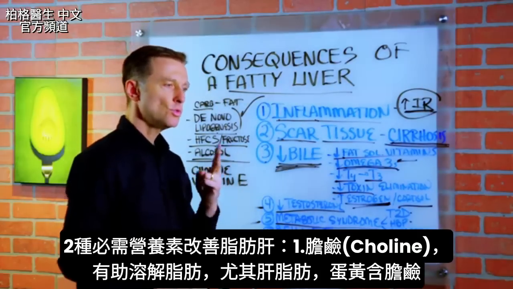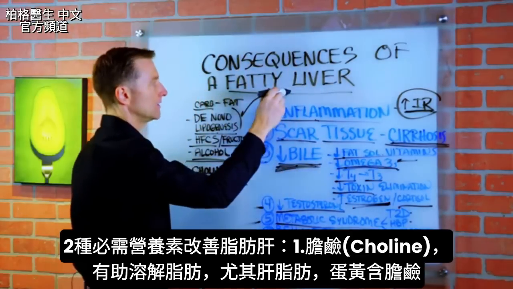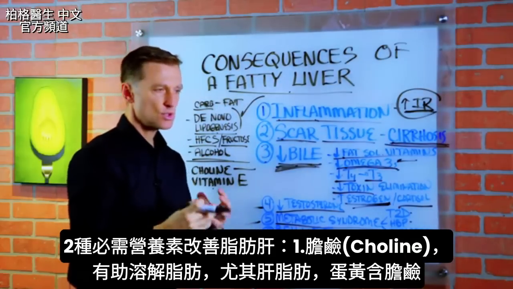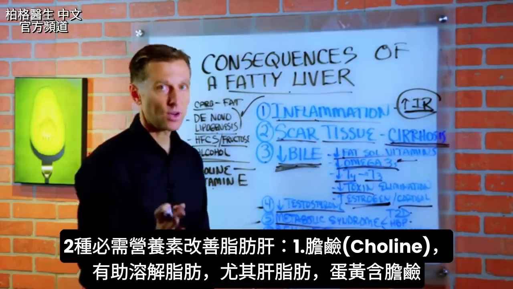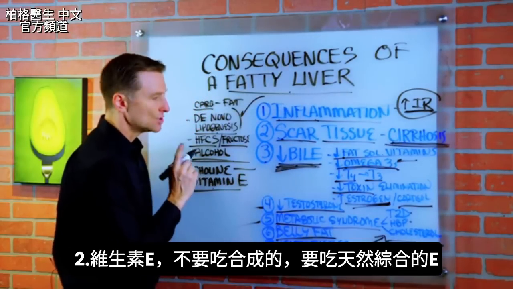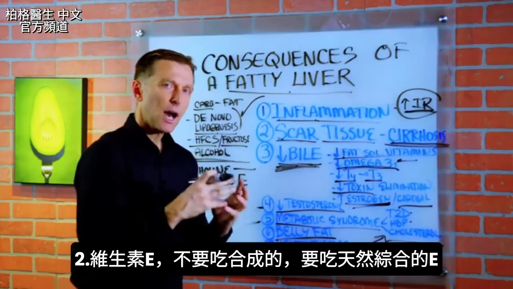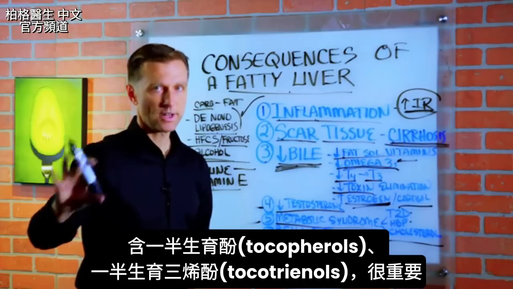Now, there are 2 nutrients that are essential for a fatty liver. One is choline, because choline helps dissolve fat, especially on your liver. And by the way, egg yolks have choline. And vitamin E, but don't get the synthetic version. Get a natural version, a complex that has half tocopherols and half tocotrienols.